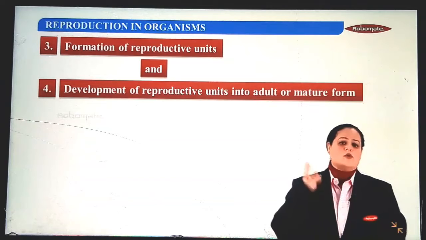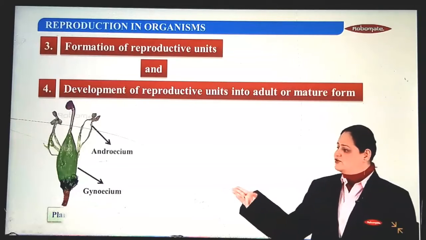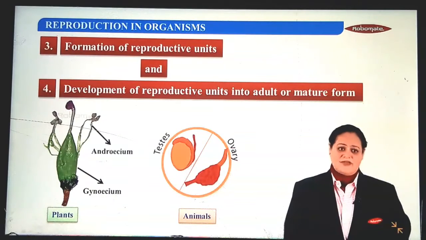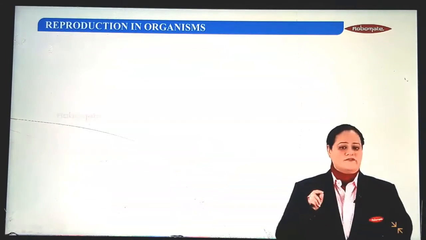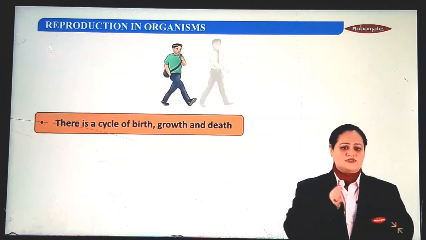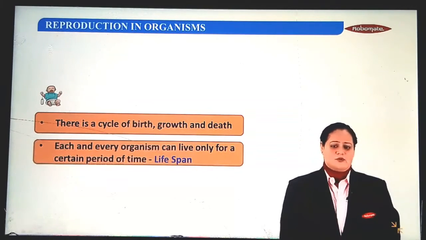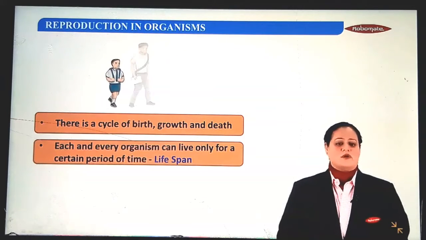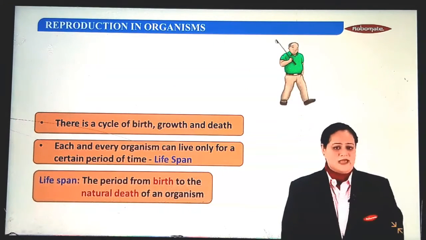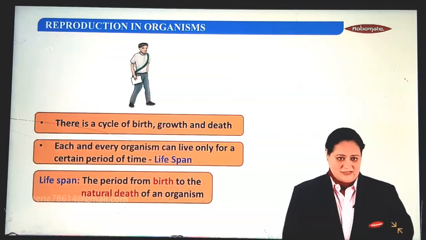Now, dear students, what are these reproductive units that I am talking about here? They are none other than the androecium and the gynoecium in case of plants, and the testes and the ovaries in case of animals. Now, one fact is that there is a complete cycle from birth to growth and death. Each and every organism can live for only a certain period of time, which is called the lifespan. Let's define lifespan. Lifespan is defined as the period from birth to the natural death of an organism.